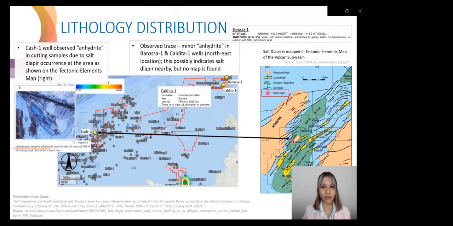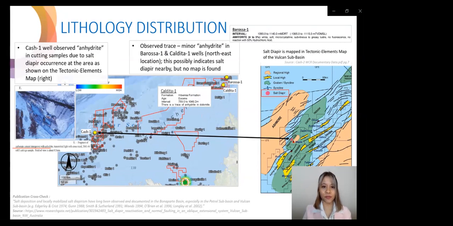Regarding the occurrence of anhydrite, Cache 1 well observed anhydrite in cutting samples due to salt diapir occurrence in the area, as shown in the tectonic elements map on the right. There are also some traces or minor anhydrite in Barossa 1 and Caltilda 1 wells in the northeast area, which may also indicate a possibility of salt diapir nearby.